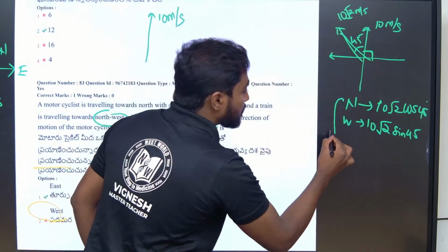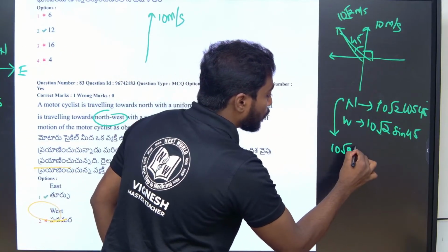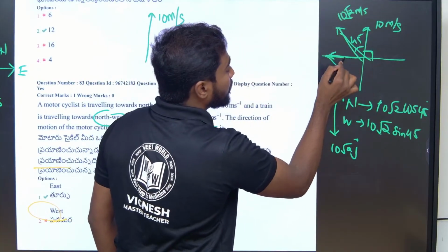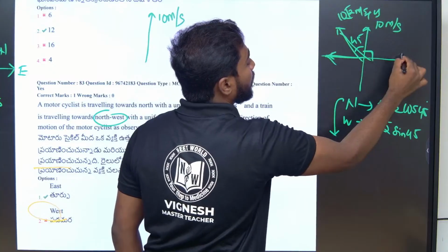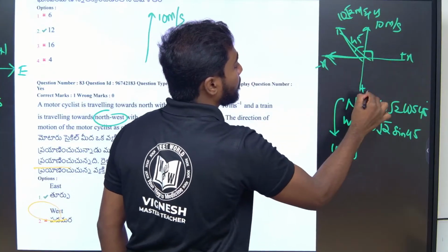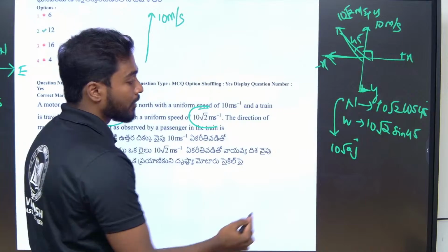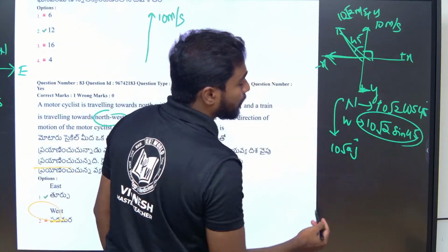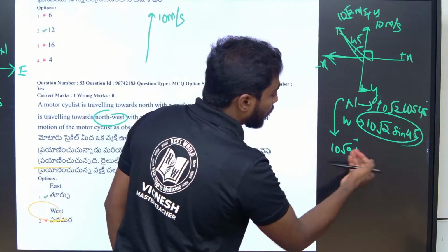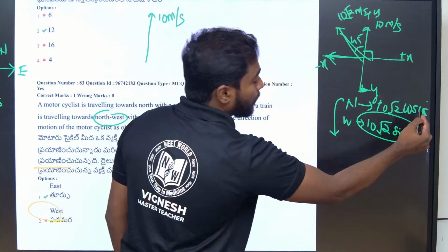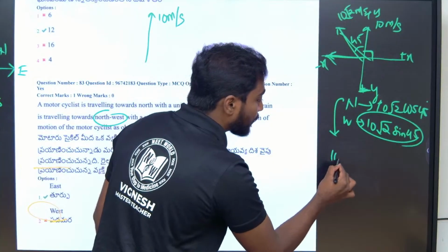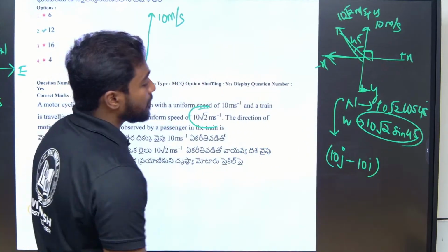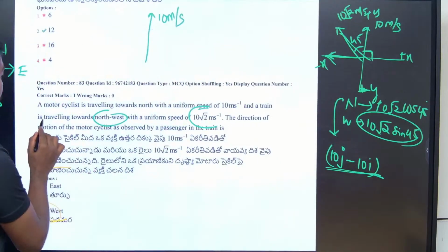So this is my 10√2 j cap. It is in this direction, so this is plus y, plus x, minus y. So this is my positive. Obviously cos 45 is 1/√2, so 1/√2 and √2 will get cancelled. So 10 j cap minus 10 i cap. This is the thing we got for the train.